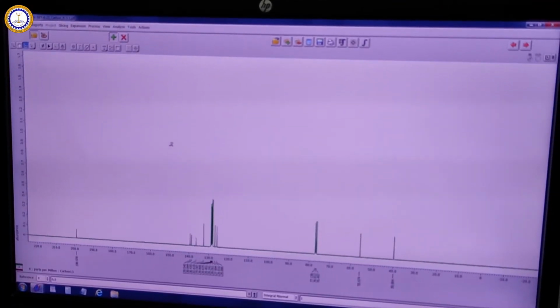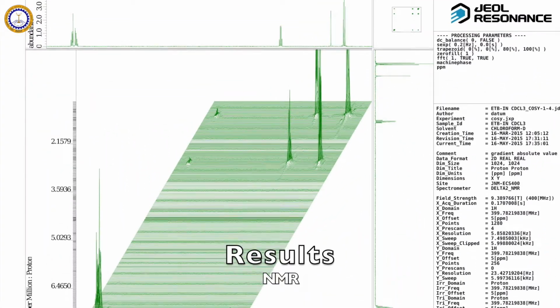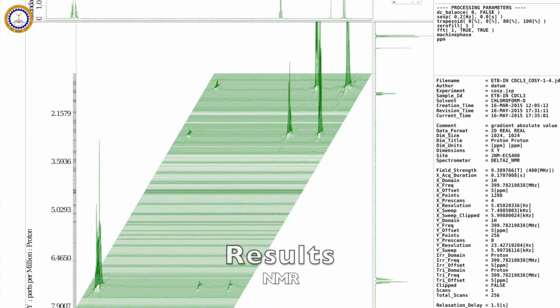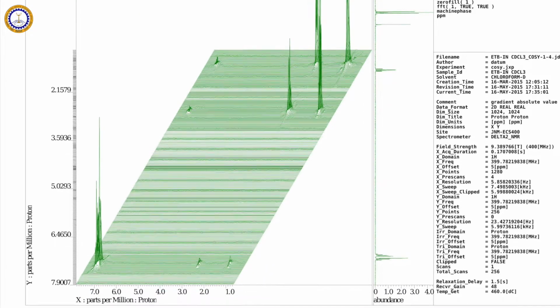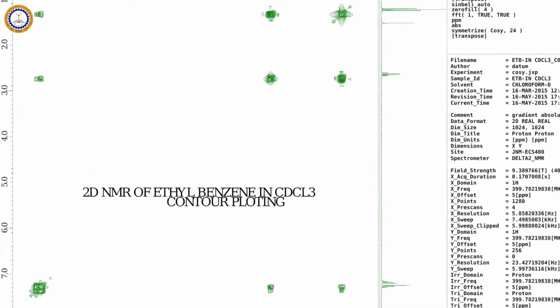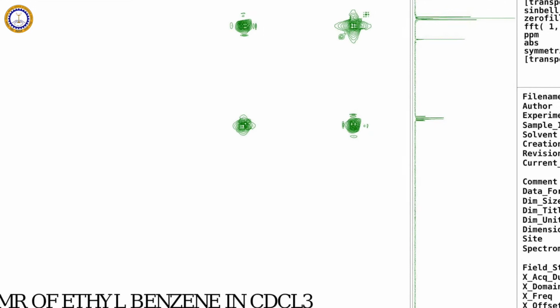This is the ECS 400 MHz JEOL-made NMR spectrometer, which is capable of providing spectra of a variety of NMR-active nuclei ranging from hydrogen to platinum.